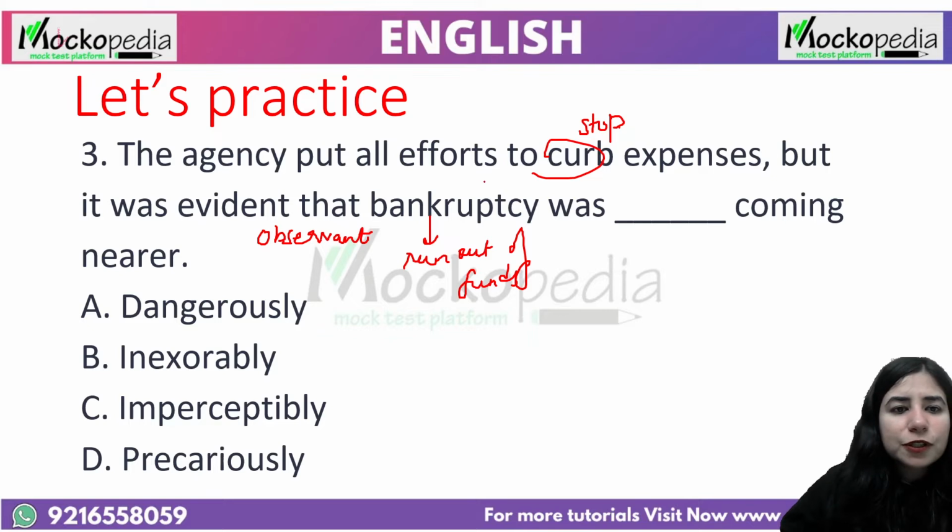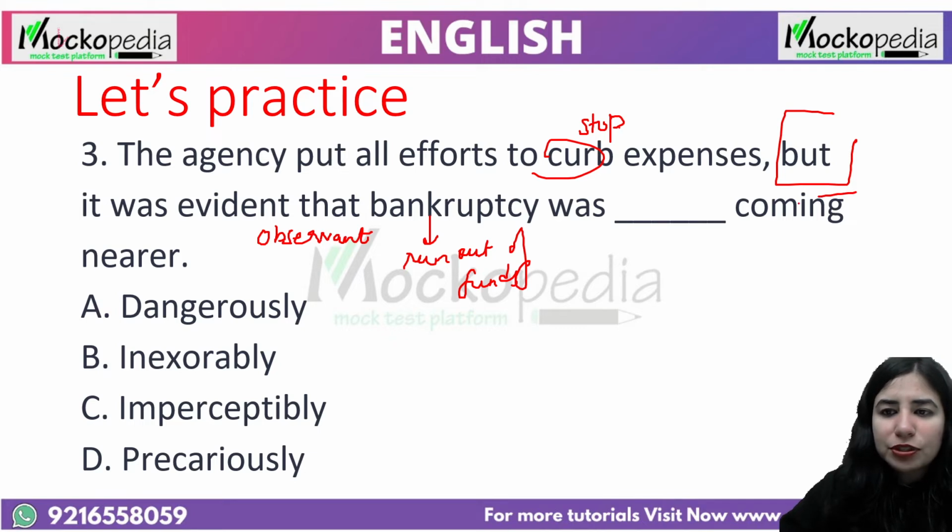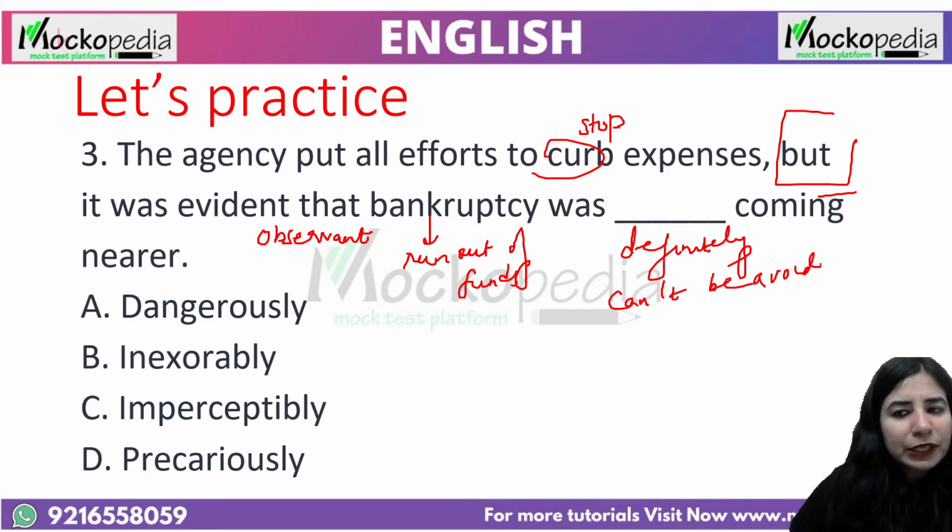Right? So additional information is saying कि agency ने अपना सारा effort कर लिया पर दिख रहा है. And can you see the transition? But so despite all the efforts, it is something that cannot be avoided, right? So something that was definitely coming, something which cannot be avoided. So these can be our predicted answers.